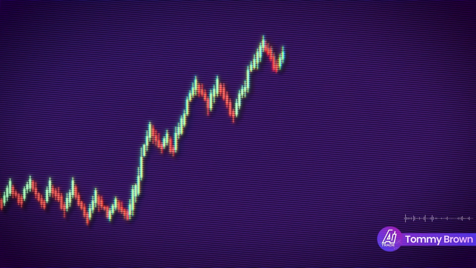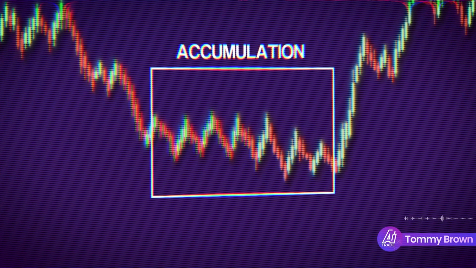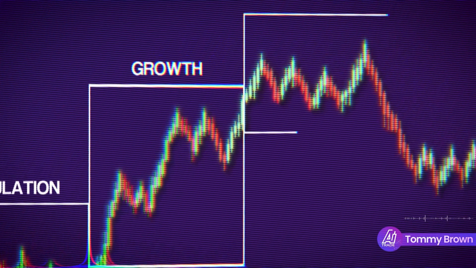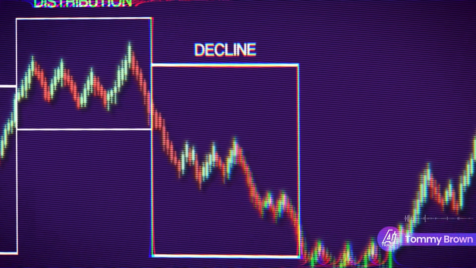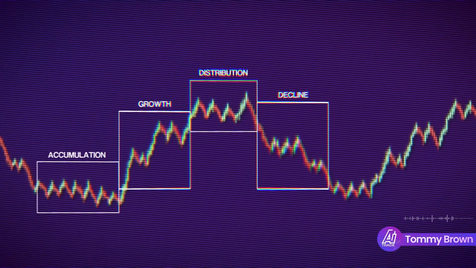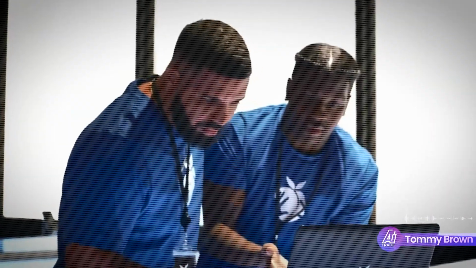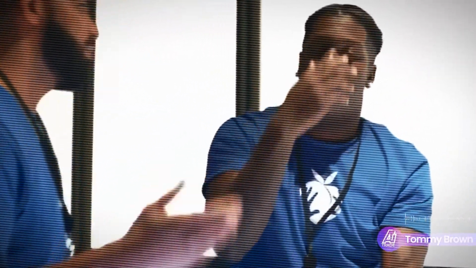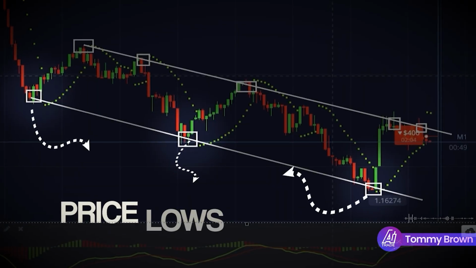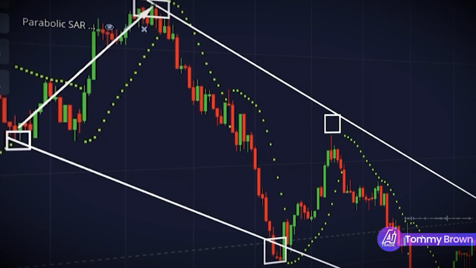There are only 4 main phases in the market: accumulation, growth or uptrend, distribution, and decline or downtrend. These stages are always cyclical, and being able to identify them is essential because this is the foundation for any trader. In this video, we will learn how to draw levels and analyze the main trading situations based on them.